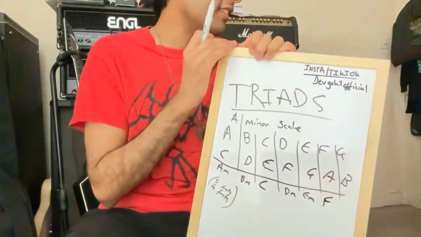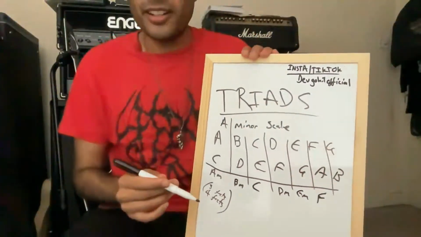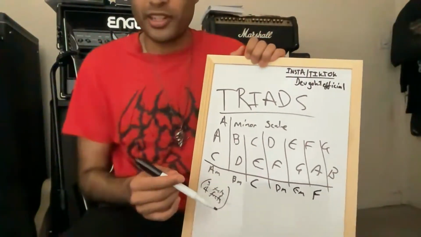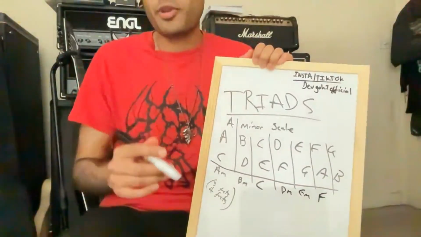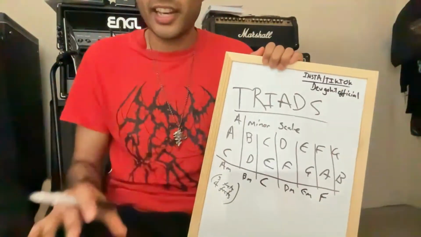G and B. No, it's not minor. It's not minor because there's 4 frets between. Diminished, we're going to talk about diminished soon, but we need to make sure we've got the core basic understanding first.